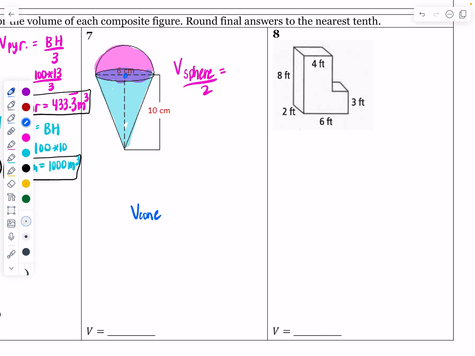And so we need our radius. So what is our radius going to be? Our radius is going to be 3 centimeters. So I don't need the 6. I don't need the diameter. So that's going to be 4 pi 3 cubed over 3.